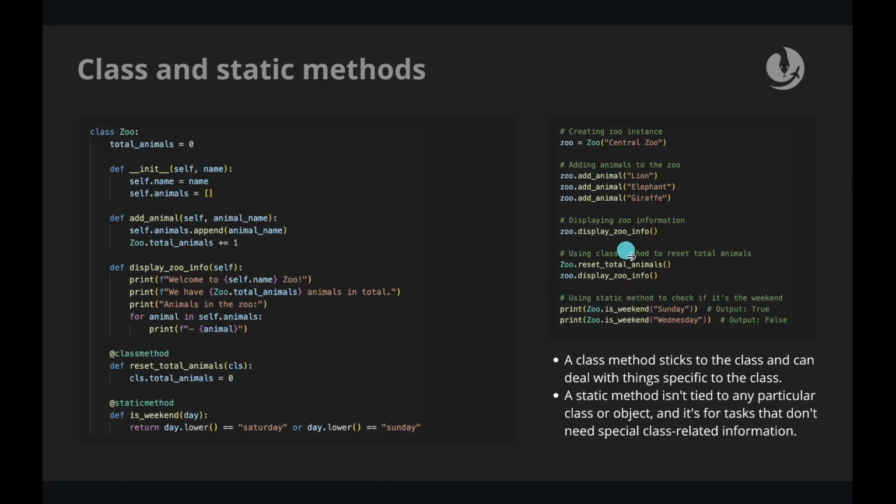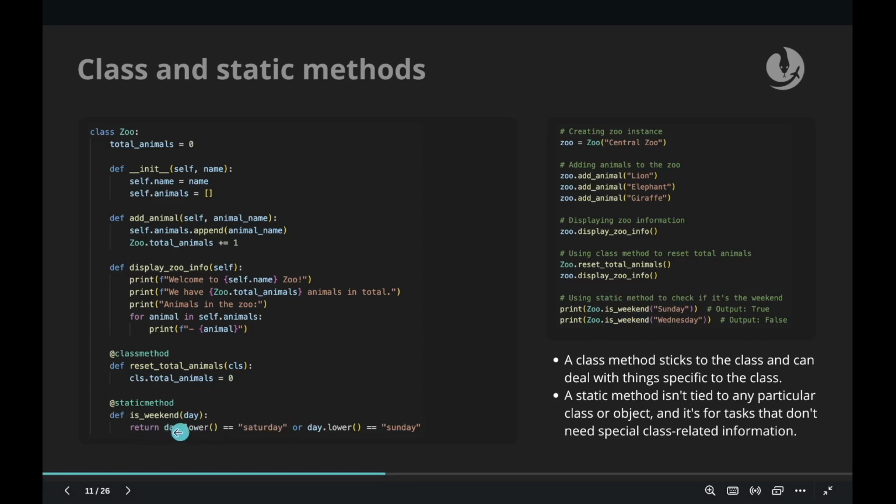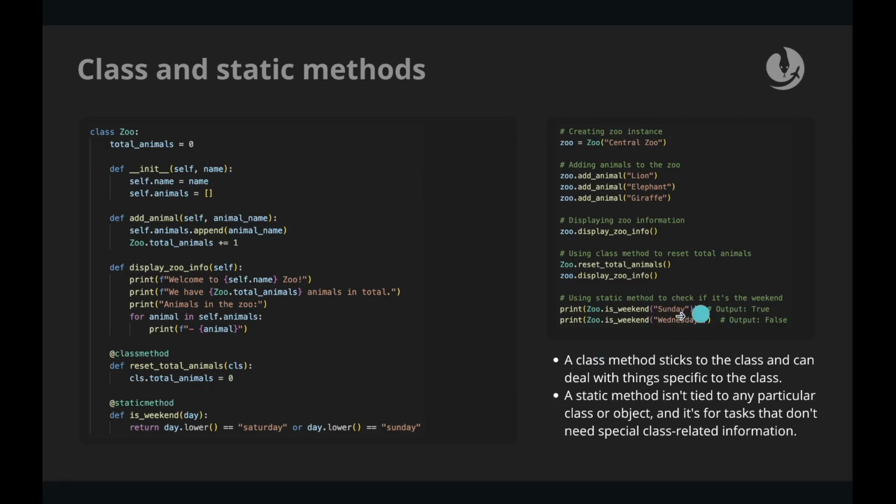Okay, so this is how we can use the class methods and static methods in action. Here we are using the class method to reset the total animals, so we are calling the class Zoo.reset_total_animals. And here we are using the static method, so we are calling Zoo.is_weekend. We are passing the day, and then we are converting this day to lowercase and comparing it to Saturday and Sunday. If it's Saturday or Sunday, we are returning true. In other cases, we are returning false. So here we have Sunday, this is true. And here we have Wednesday, and this is obviously false.